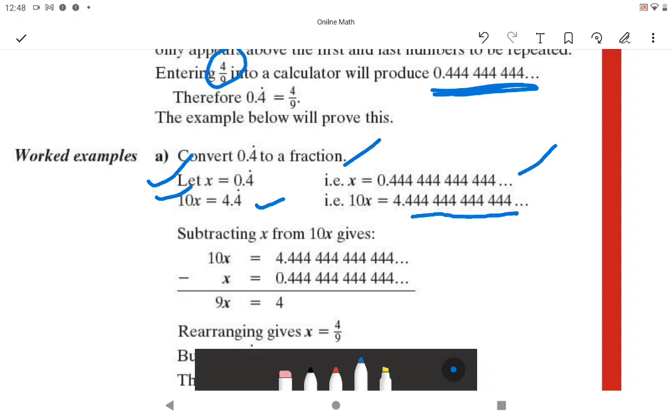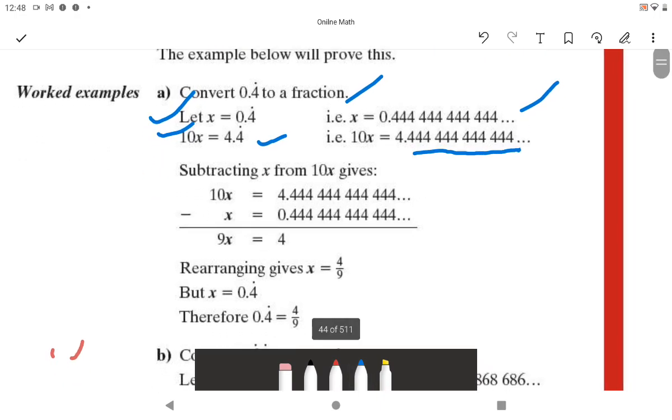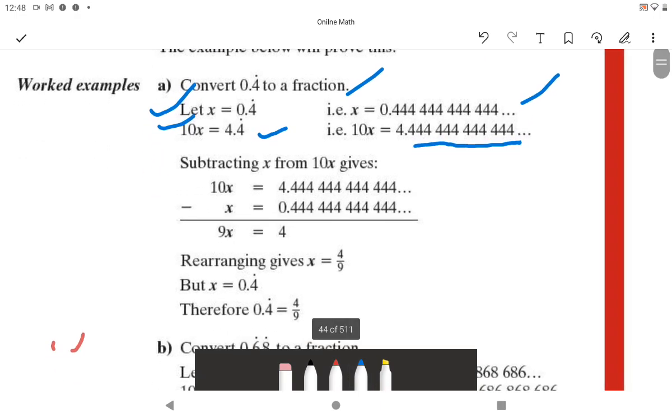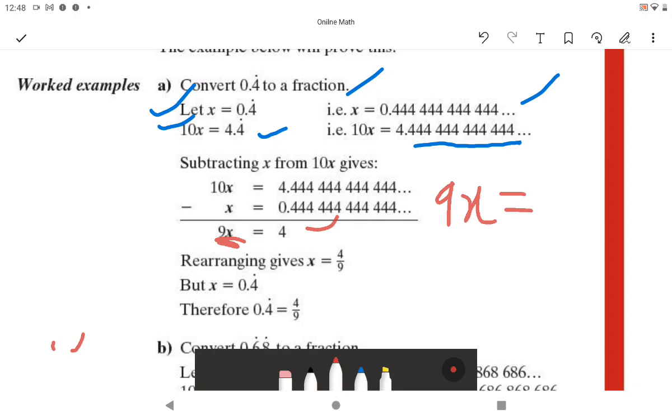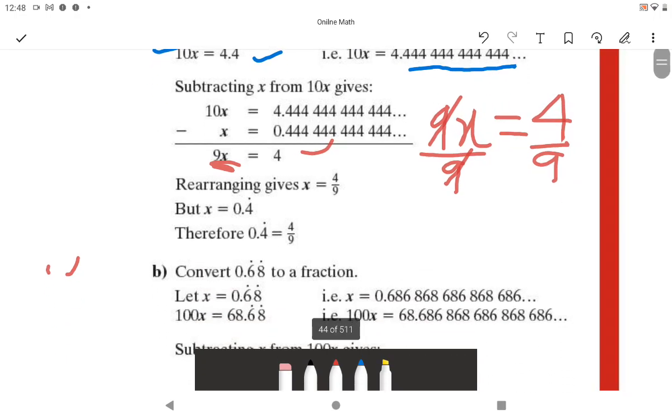Now, this has turned into a simultaneous equation. So 10x minus x will give us 9x here. And 4.444444 being repeated continuously minus 0.44444 will give us 4. Now remember, when you have 9x equals 4, what are you going to do? Divide both sides by 9, such that x equals 4 over 9. So what does that mean? It means that 0.4 recurring on 4 means 4 over 9.